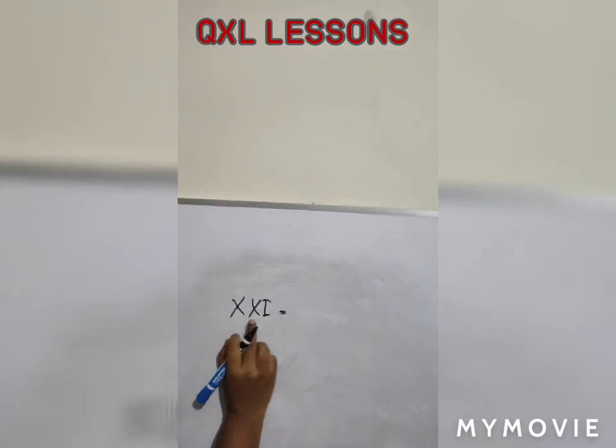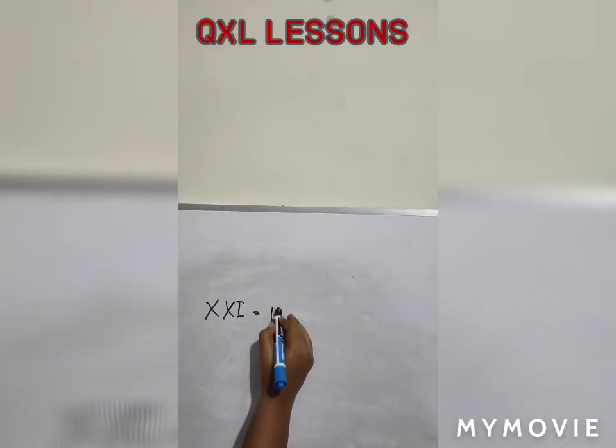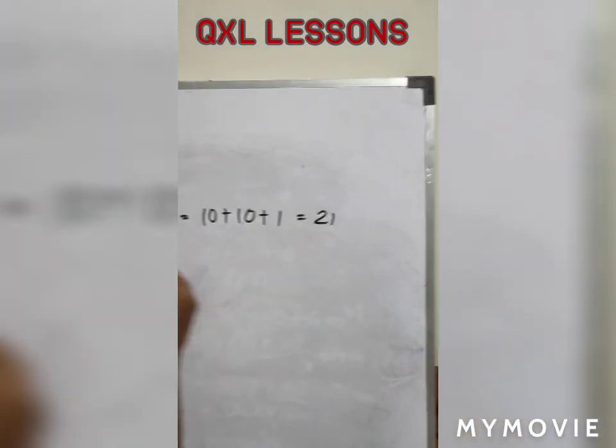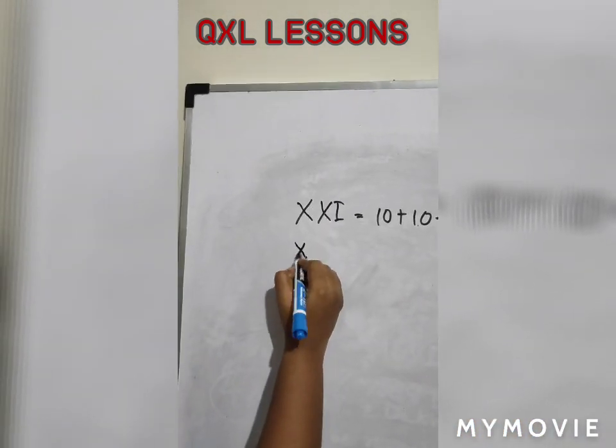Let's try some conversion from Roman numeral to Hindu-Arabic. So now we have XXI. XX is 10 plus 10 and I is 1. So it is 10 plus 10 plus 1, which is 21.